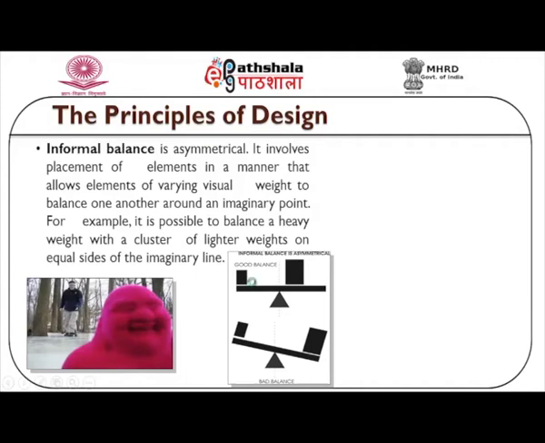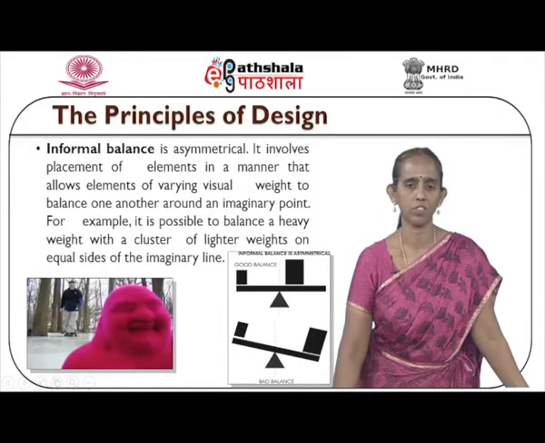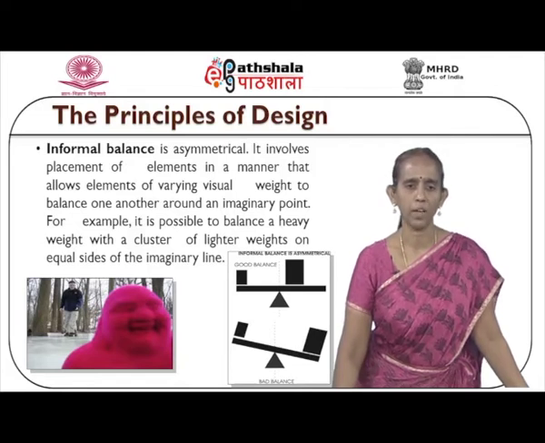This is informal balance. In the case of formal balance, we have seen that it should be symmetrical in nature, which means the elements are supposed to be placed at equal distances to each other. In the case of informal balance, it is asymmetrical in nature, and it involves placement of elements in a manner that allows the elements of varying visual weights to balance one another.